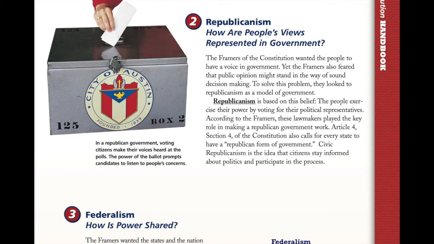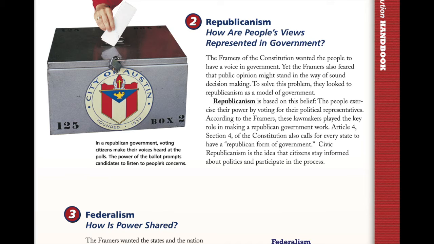Republicanism. How are people's views represented in government? The framers of the Constitution wanted the people to have a voice in government. Yet the framers also feared that public opinion might stand in the way of sound decision-making. To solve this problem, they looked to republicanism as a model of government.